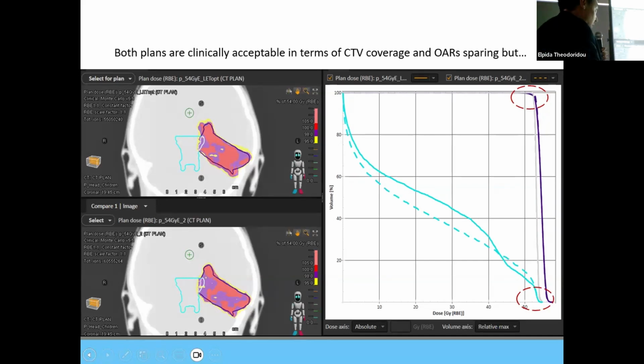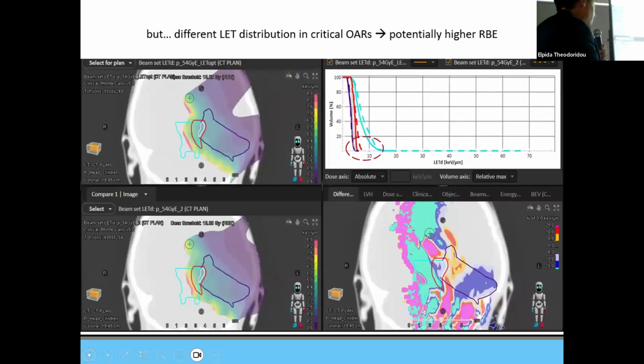But what I show the clinician is the LET optimized plan, because with the same DVH, the same dose distribution, we can improve the LET distribution. This is the case. So in this red zone, what I did was spare a little bit in terms of LET. Many times, for a particular case, we recalculate the fixed RBE plans with other biological models to show what could happen to the organ at risk, and this was the case.